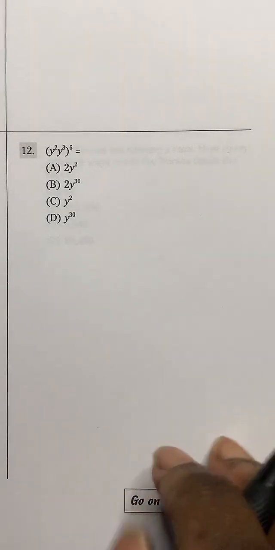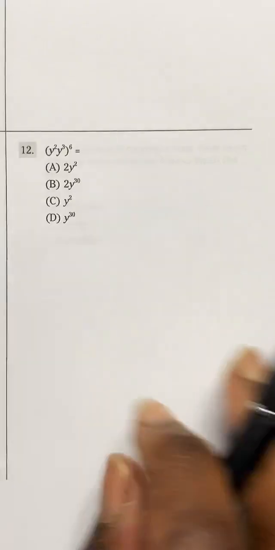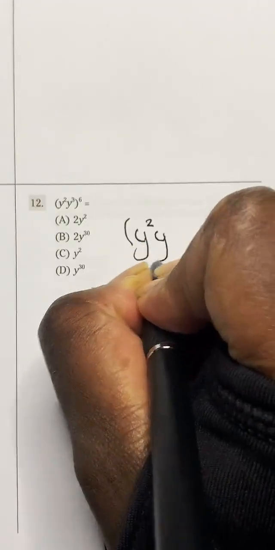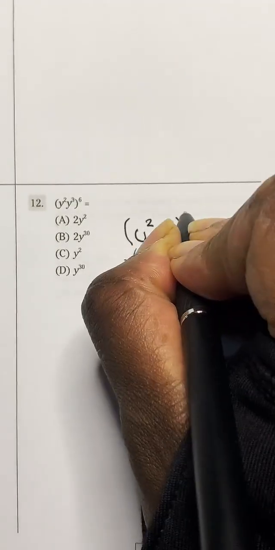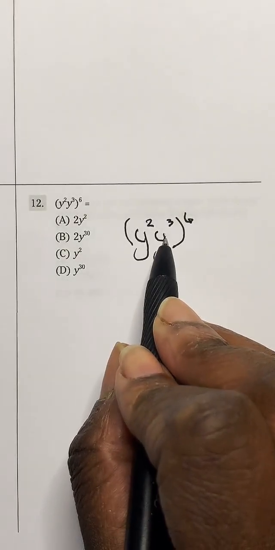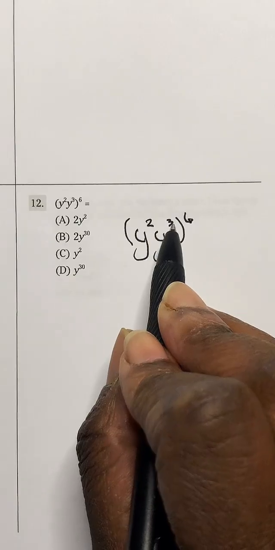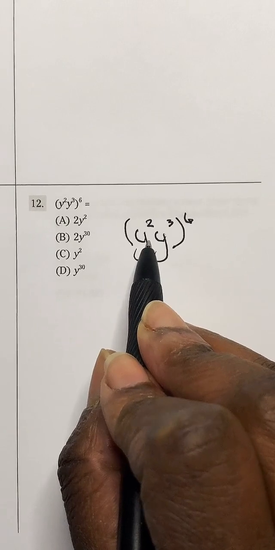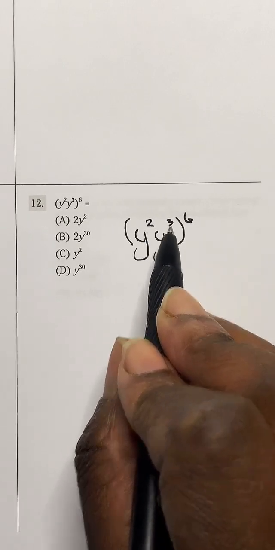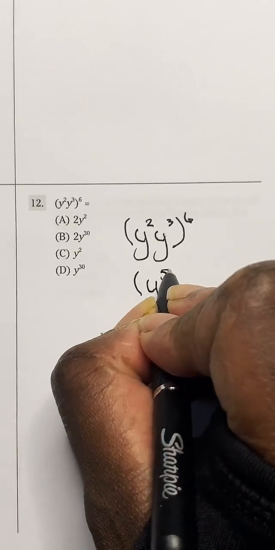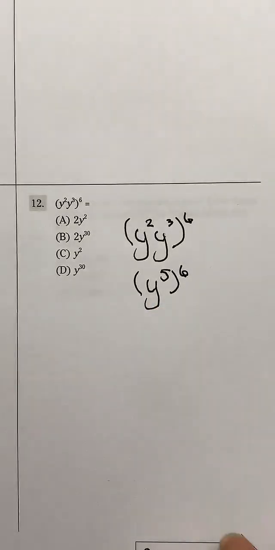So let's take a look. Again, inside the parenthesis, we have our y squared, y to the 3rd, and all of this is raised to the 6th. Inside the parenthesis, we have the same base. That means we are adding our exponents, because if we don't see a plus or minus, that means you're doing multiplication. If you're doing multiplication, you're adding your exponents. So that gives me y to the 5th power, raised to the 6th.